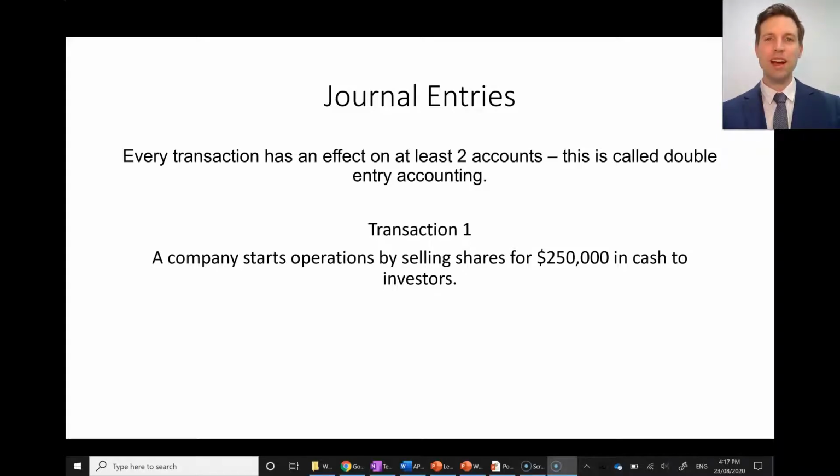And accrual accounting requires that for every transaction, at least 2 accounts are affected. This is called double entry accounting, and it's the basis of all our financial statements. So let's go through this process with some examples. So first of all, we've got transaction 1 here. A company starts its operations by selling shares for $250,000 in cash to some investors. How do we journalize or record this transaction?